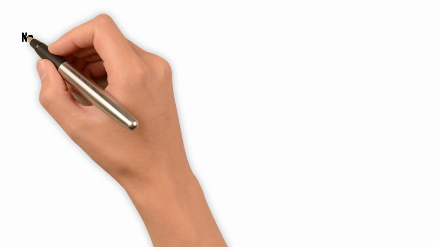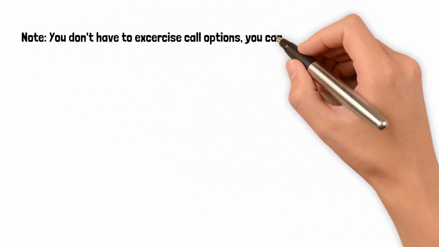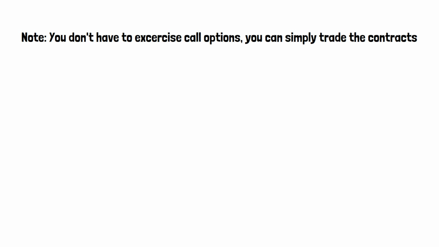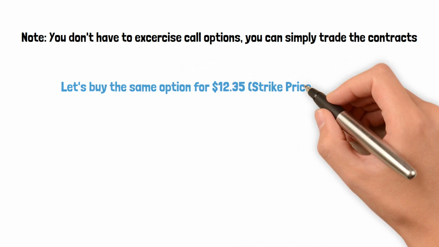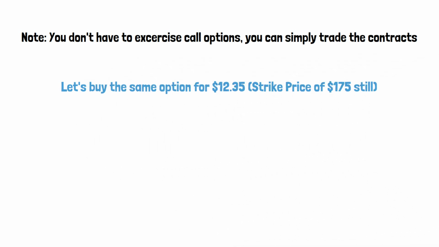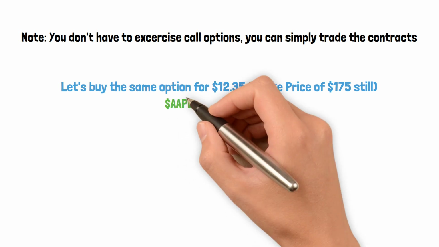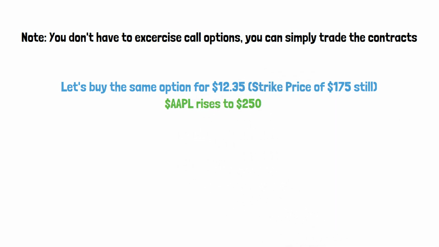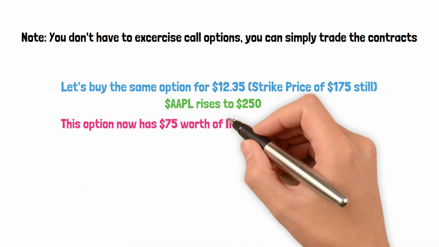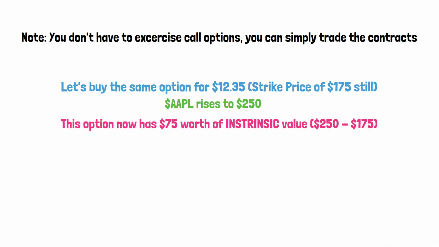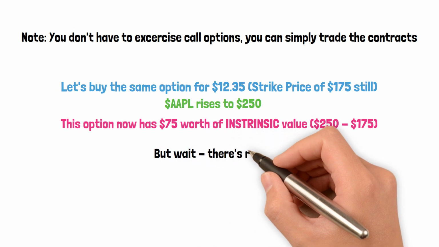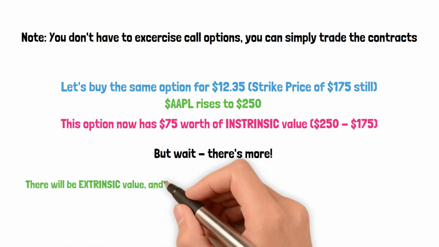It's important to mention that you never have to exercise call options. You can simply trade the contracts. In fact, it will always be more profitable to do it this way if you choose to sell before the expiration date. If you buy that same contract for $12.35 and Apple's price shoots up to $250 soon after you buy it, then the options contract will also rise in price. This options premium will now be at least $75 since that is the intrinsic value, and then there will also be some extrinsic value added to that because there is still time left to expiration.